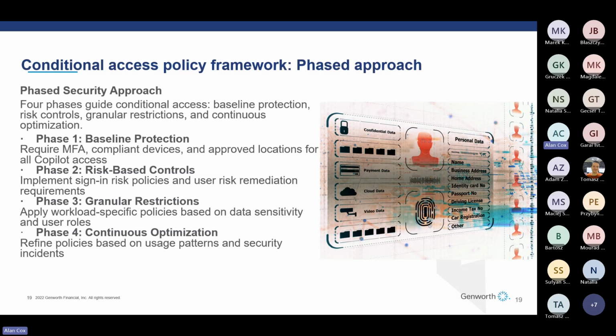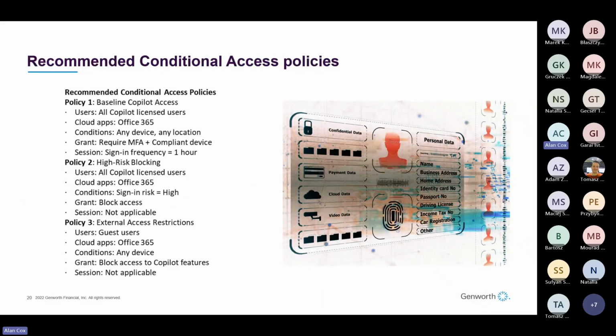So here's an example of recommended policies. Policy one, you might do just baseline Copilot access: all Copilot licensed users, cloud apps, Office 365. I think they've just moved this to cloud apps now. Conditions: any device, any location. Grant control: allow, but require MFA and a compliant device. That could be a mobile device or a compliant enrolled device for work. Sign-in frequency of one hour.